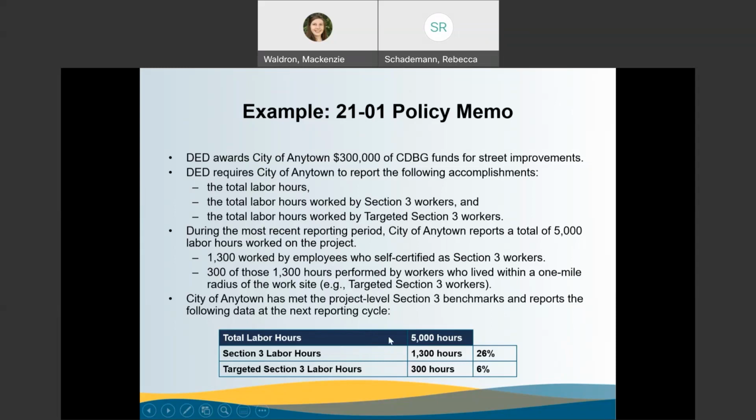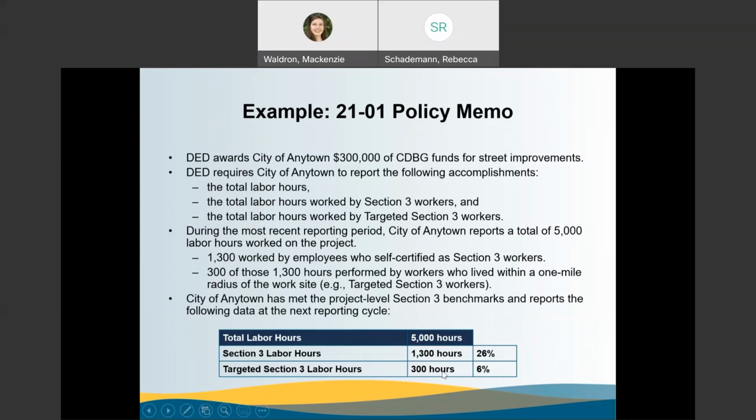So we can take a look at the table down here. Again, they reported a total of 5,000 total labor hours, 1,300 Section 3 labor hours. If we divide that 1,300 labor hours worked by Section 3 workers by the total 5,000 labor hours worked by all workers on the project, we get 26%. This exceeds the 25% benchmark set forth by HUD.